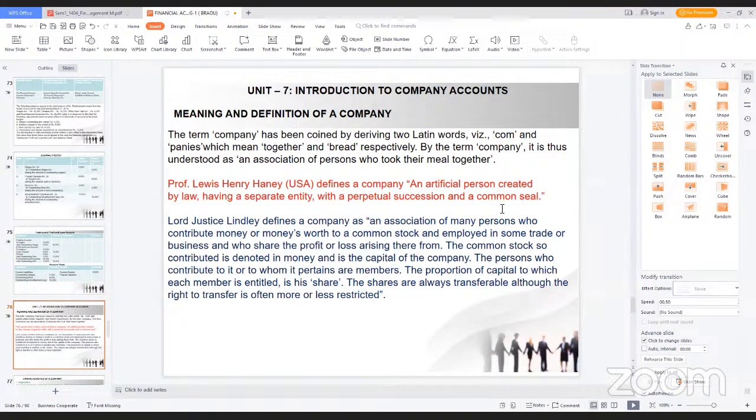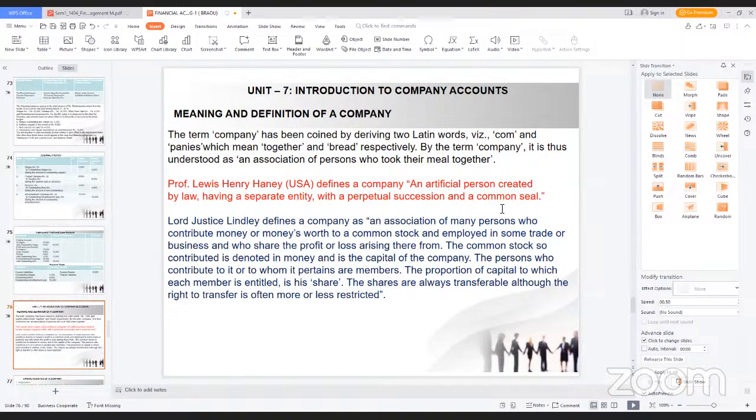The common stock so contributed is denoted in money and is the capital of the company. When I invest in a share, that is the capital of the company. The persons who contribute it, or to whom it pertains, are members. So if I contribute, then I am a member of the company. The proportion of the capital to which each member is entitled is his share. Where I give a proportion of capital, on that I get the shares.